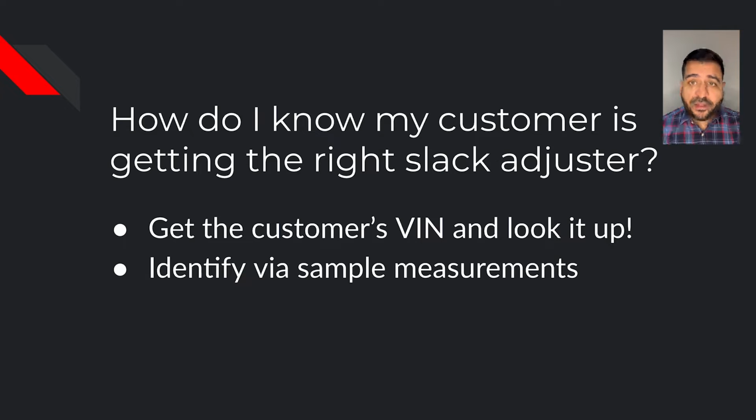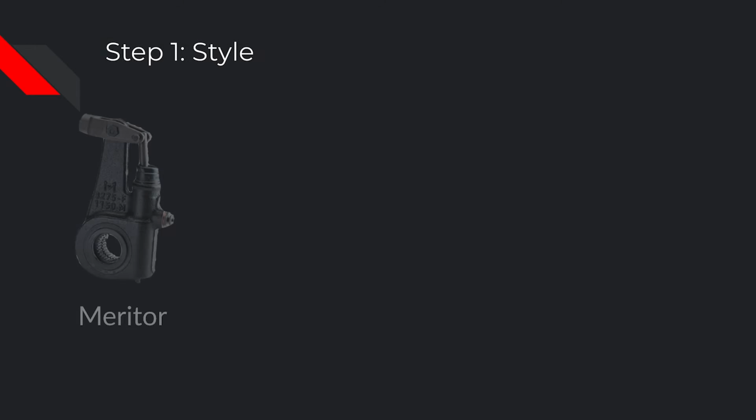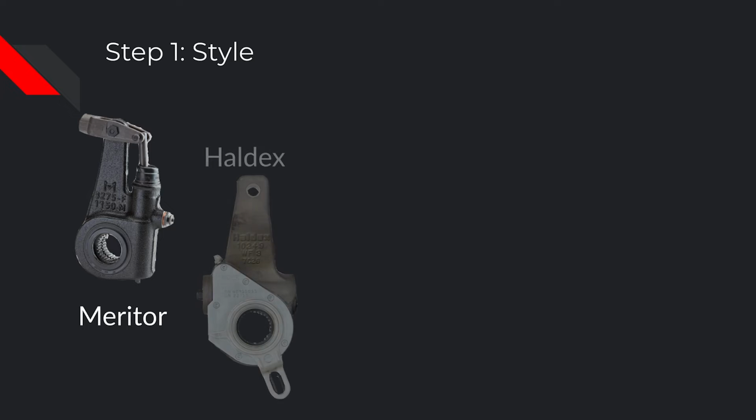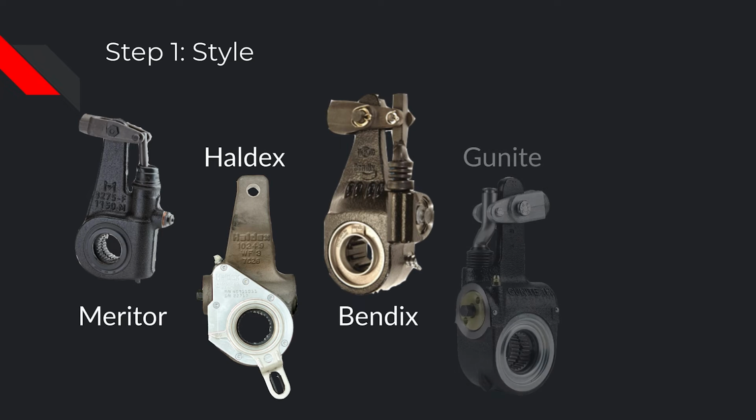Step 1. Let's identify the customer's slack adjuster style. So when trying to identify a customer's slack adjuster without a VIN, there's really only 5 very popular industry styles you need to look out for. Let's run through those. Meritor, Haldex, Bendix, Gunite, Cruisin.